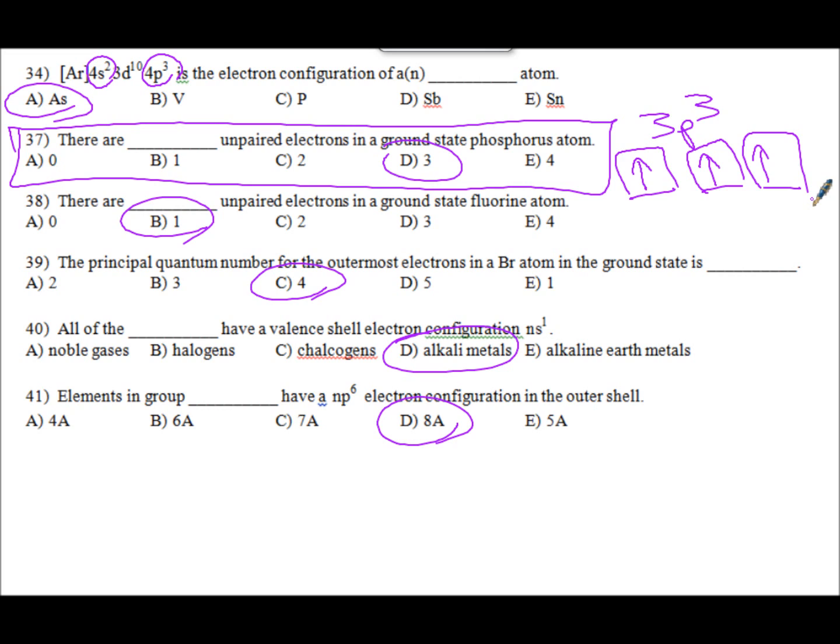Whereas if I was doing sulfur, sulfur would be 3p4. And so for sulfur, let's just erase that and try that again. That didn't look very good, did it? Yep, I know you agree.